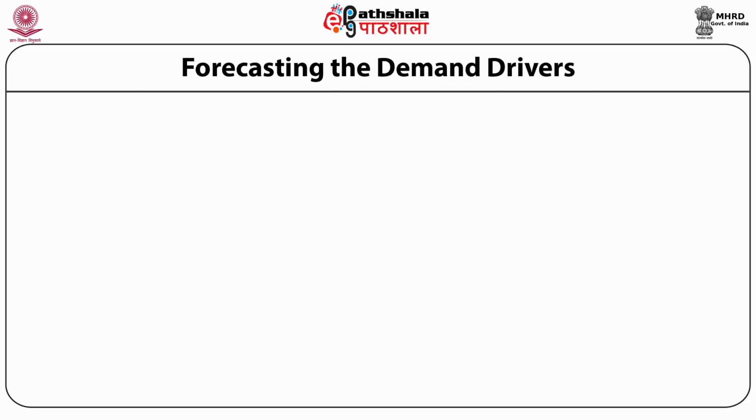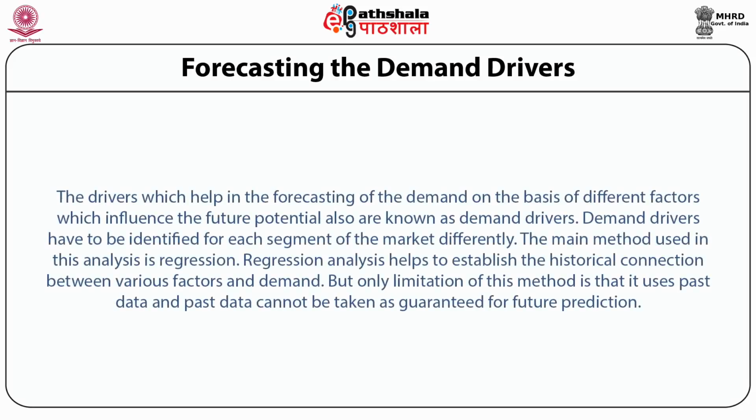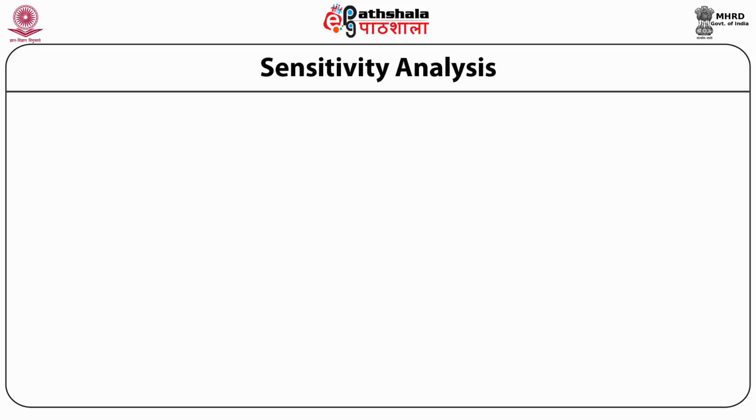Next comes forecasting the demand drivers. The drivers which help in forecasting demand on the basis of different factors which influence the future potential are known as demand drivers. Demand drivers have to be identified for each segment of the market differently. The main method used in this analysis is regression. Regression analysis helps to establish the historical connection between various factors and demand. But the only limitation of this method is that it uses past data, and past data cannot be taken as a guarantee for future prediction.